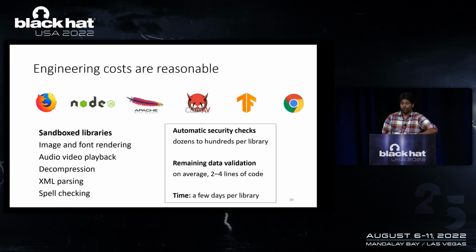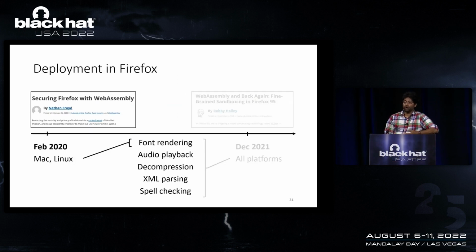And at this point, we actually turned towards deployment. We wanted to make this production and deployment ready. So we worked for a while, and in February 2020, we actually did this. We actually managed to ship RLBox in the Firefox web browser. And we started really small, sandboxing just one library on just a couple of platforms, just Mac and just Linux.